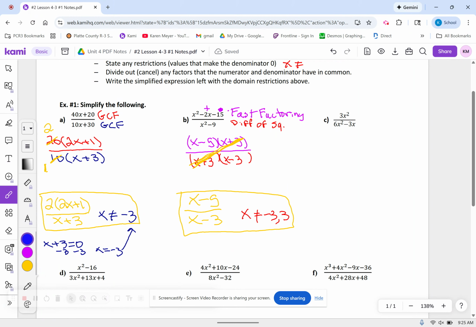On the top of this one, we have a 3x squared. There is no plus or minus, which means that is just one term, and you cannot factor or GCF with just one term. So we're going to leave that alone. Actually, I'm going to erase that and move that down a little bit.